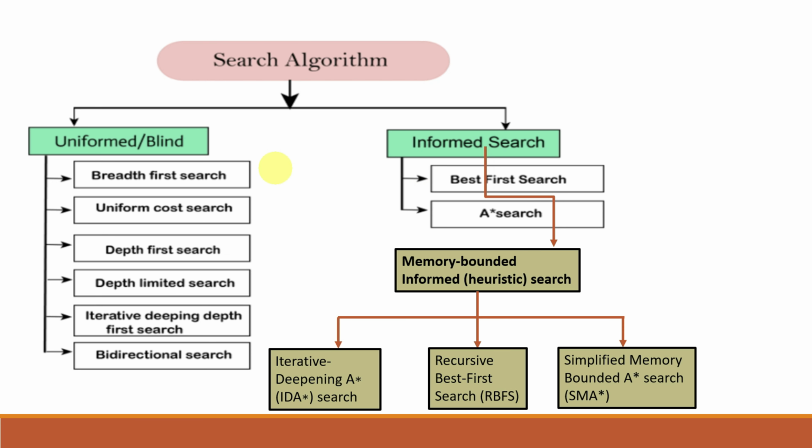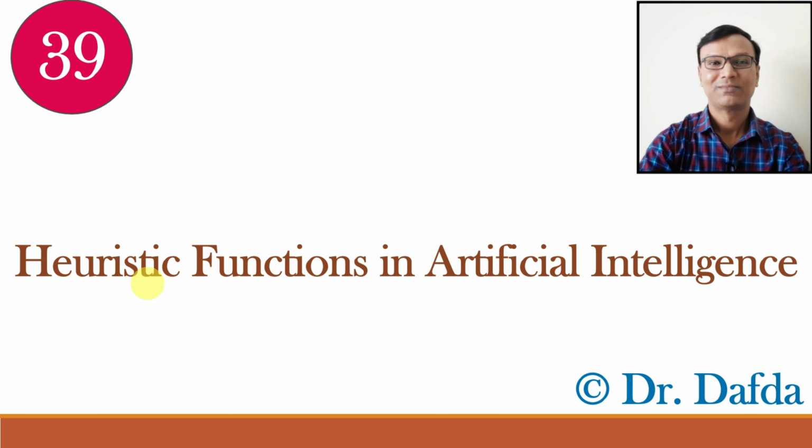From our previous video classes, we know that all informed search techniques are using heuristics, or estimates, or best guesses to reach the solution faster. Heuristics help AI to make faster and smarter decisions without checking every possible path.